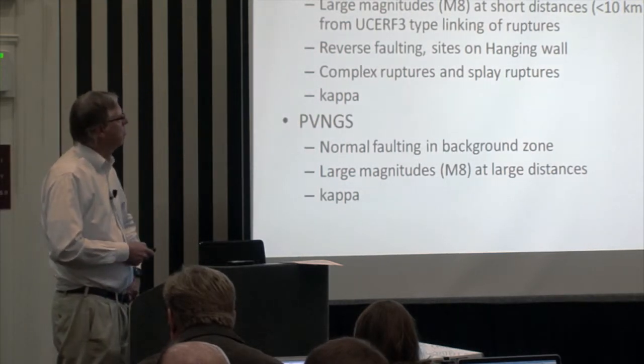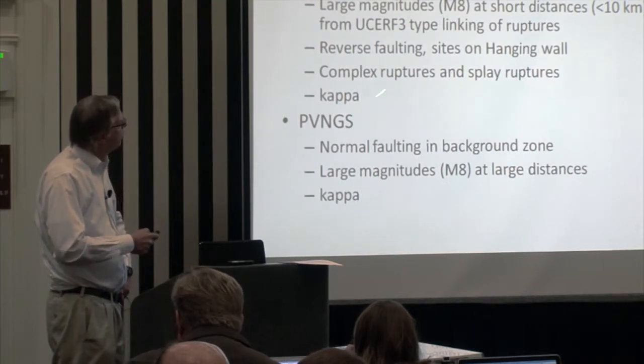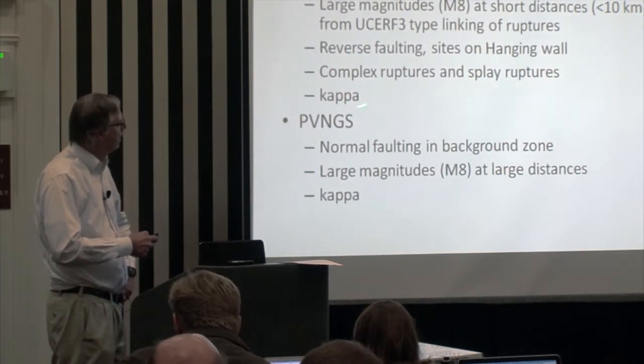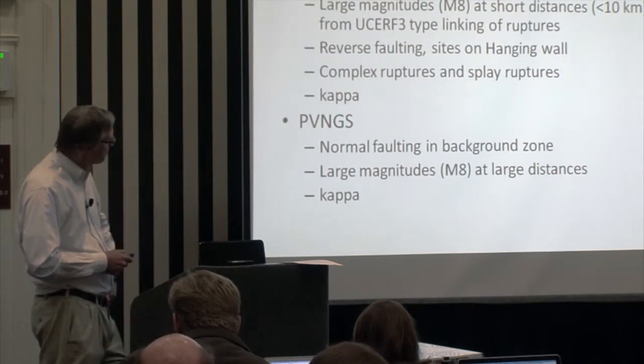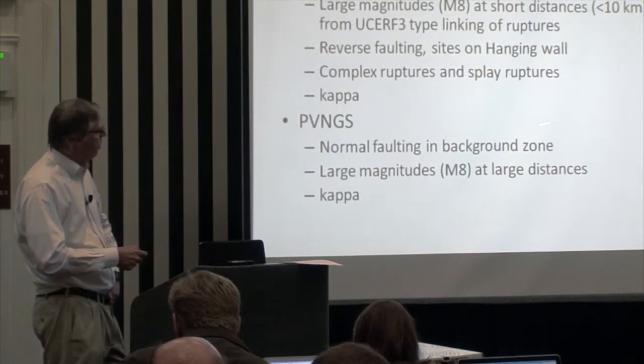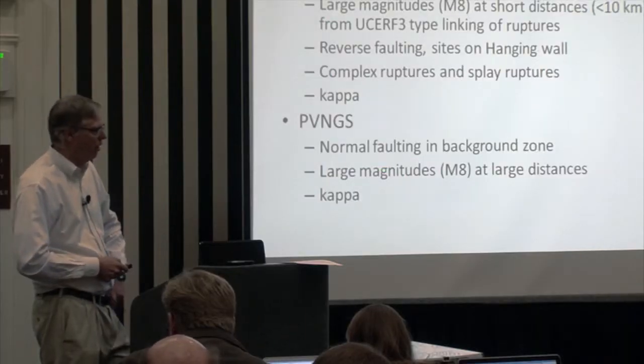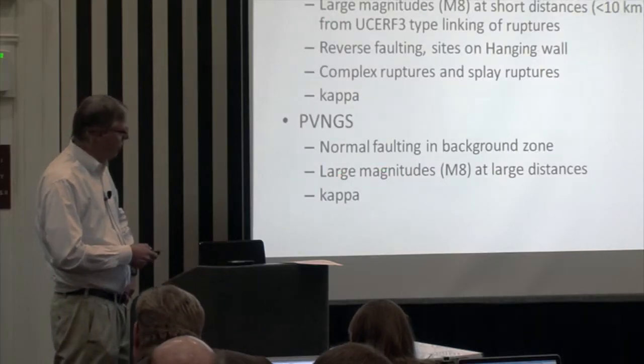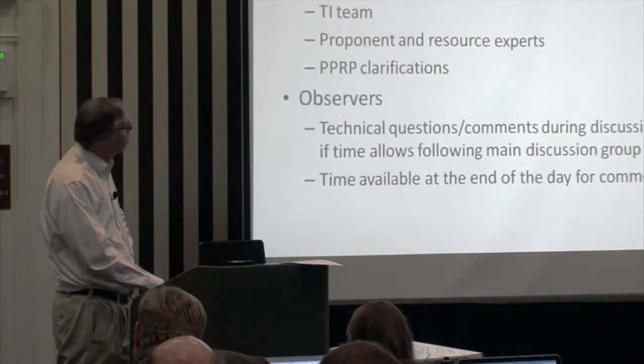And we come back to the issues of kappa. For Diablo Canyon, we have more data at the site to get at this. For Palo Verde, we're looking at normal faulting in the background zone as an important contributor, and are we really getting those normal faulting factors right in the GMPEs? The large magnitudes, magnitude 8s again, the models need to work up to magnitude 8 at large distances, and then the kappa value is really uncertain right now at Palo Verde, and that's one part we'll have to address.